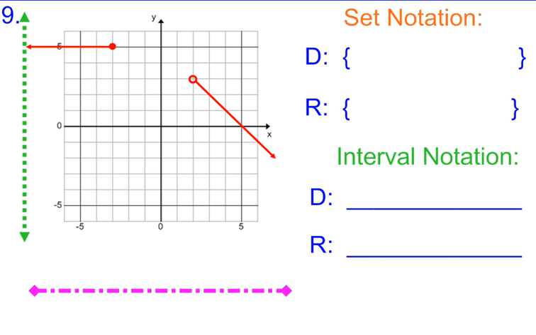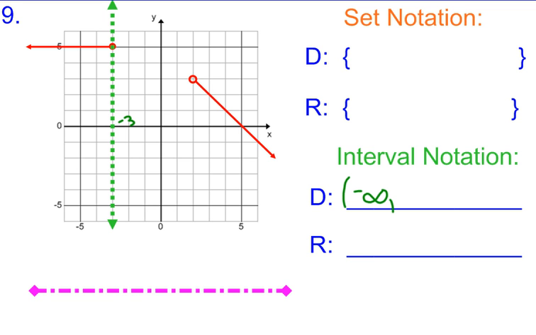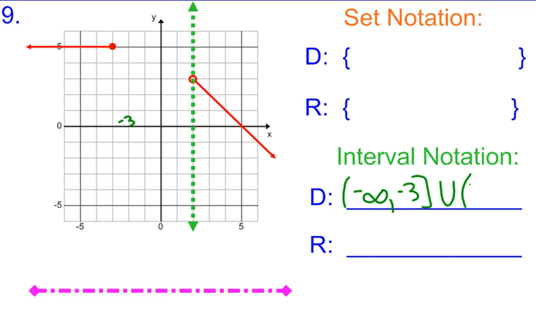As I move across from my domain, I am touching at negative infinity, and I stop touching right here. So that would be -3 on the x-axis. So I'm going to say I'm touching at negative infinity, and I go all the way to -3, and that is a closed circle, so I'm going to put a bracket there. Union, keep moving across, and I start touching again at 2, a closed circle, so I'll do a bracket. Start touching at 2 on the x-axis, and then I can see as I go across, I would touch forever. So I'd say 2 to positive infinity.